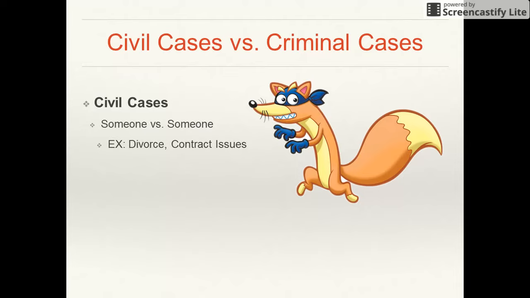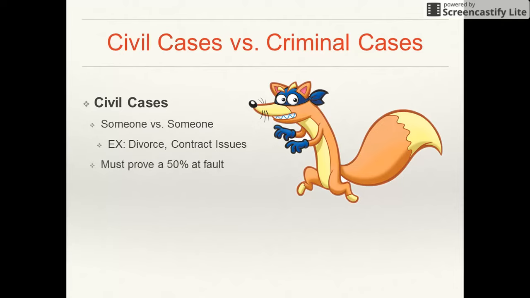Let's say somebody breaks a contract. You might sue them about that. Or somebody breaks something that's yours. You might sue them for replacing that property. But also another great example of a civil case is divorce. Divorce is essentially a lawsuit where you are suing for the ability to break that marriage contract that you've set up. So civil cases are pretty simple. It's somebody versus somebody. It's a lawsuit where you're suing somebody.